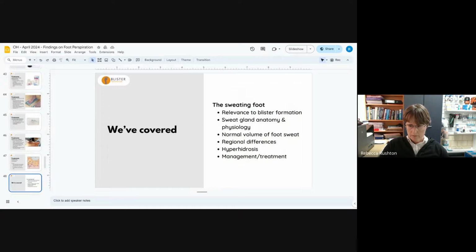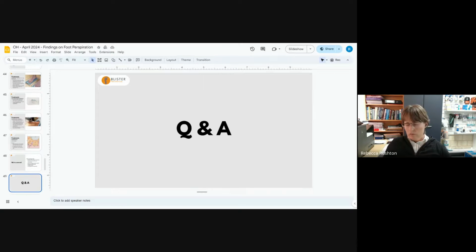So that basically wraps it up. We're at 10:30 exactly. We've covered the sweaty feet, perspiration, why it occurs, how it occurs, relevance to blister formation, regional differences. I hope you got something out of that, and hyperhidrosis management and treatments. So basically, we're not going to have time for Q&A.